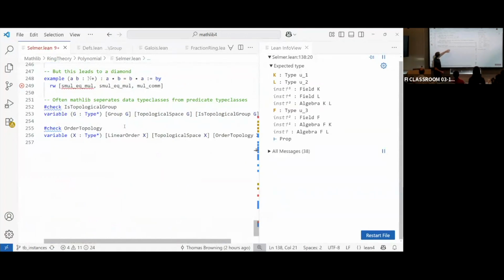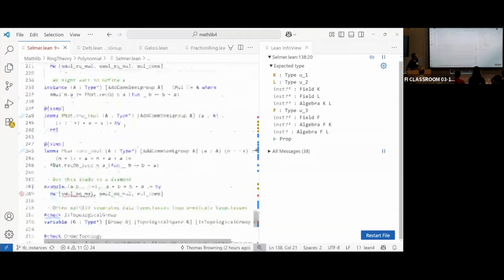But right, so how do you say that X is a topological space with an ordering that are compatible? Well, you say it has a linear order that has data. There's an ordering there. You say it's a topological space that has data. But then order topology is just a predicate that says that these two are compatible with each other. So sometimes for design decision reasons, we break things up this way.